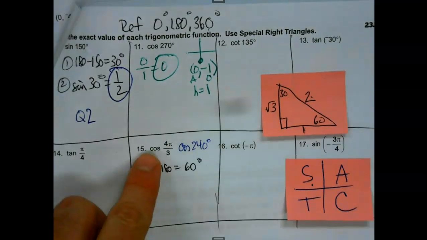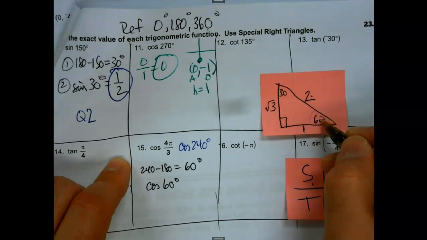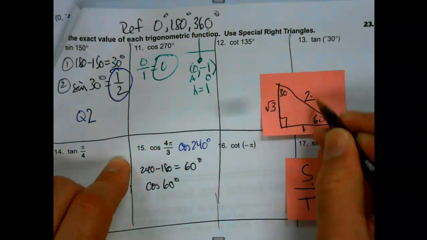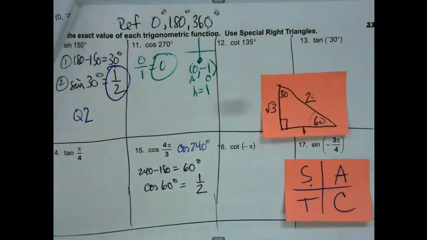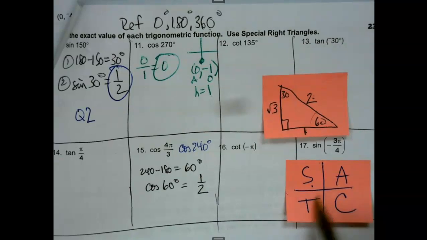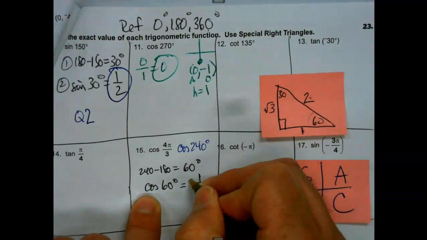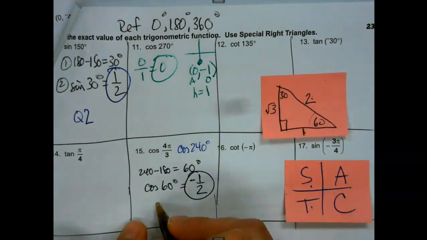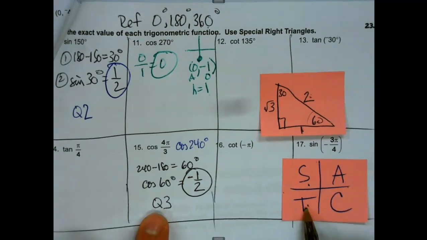So I need the cosine of 60 degrees. Adjacent over hypotenuse. Okay. But, which sign is it? 240. So let's see. 90, 180. 240 is over here somewhere. That's the tangent quadrant. This is not tangent. It has to be negative because we're in quadrant 3, and that's not a happy place for cosine. And I play it out.